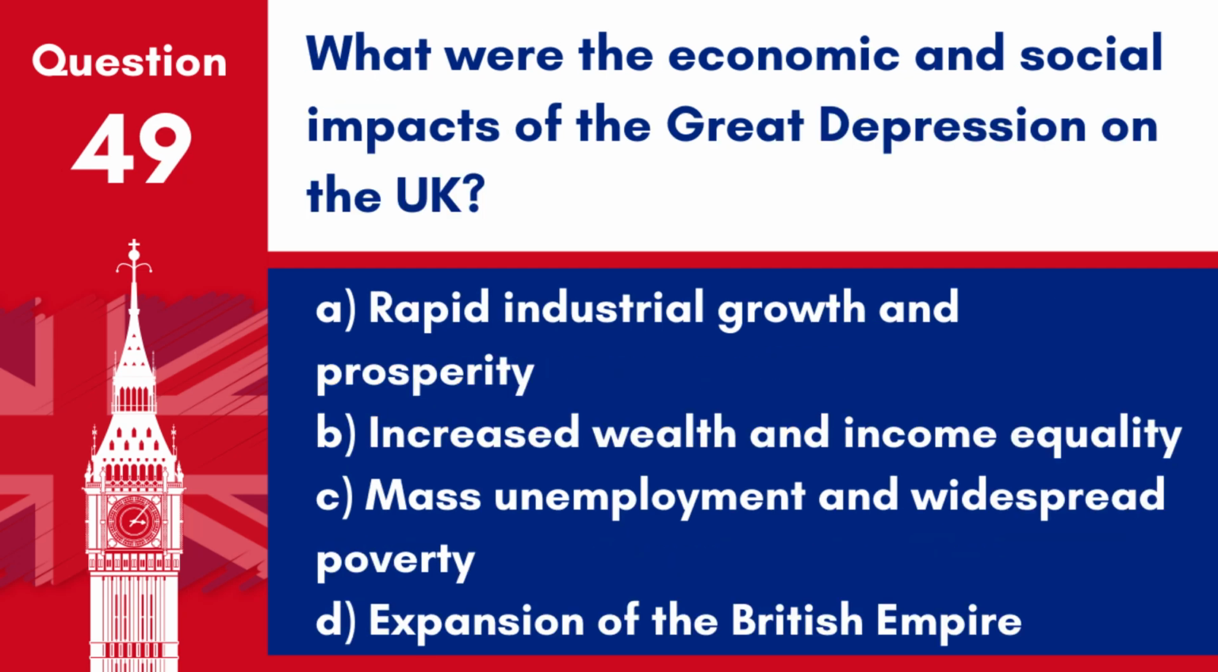Question 49. What were the economic and social impacts of the Great Depression on the UK? A. Rapid industrial growth and prosperity. B. Increased wealth and income equality. C. Mass unemployment and widespread poverty. D. Expansion of the British Empire. Answer: C. Mass unemployment and widespread poverty. The Great Depression had devastating economic and social impacts on the UK, including mass unemployment and widespread poverty.